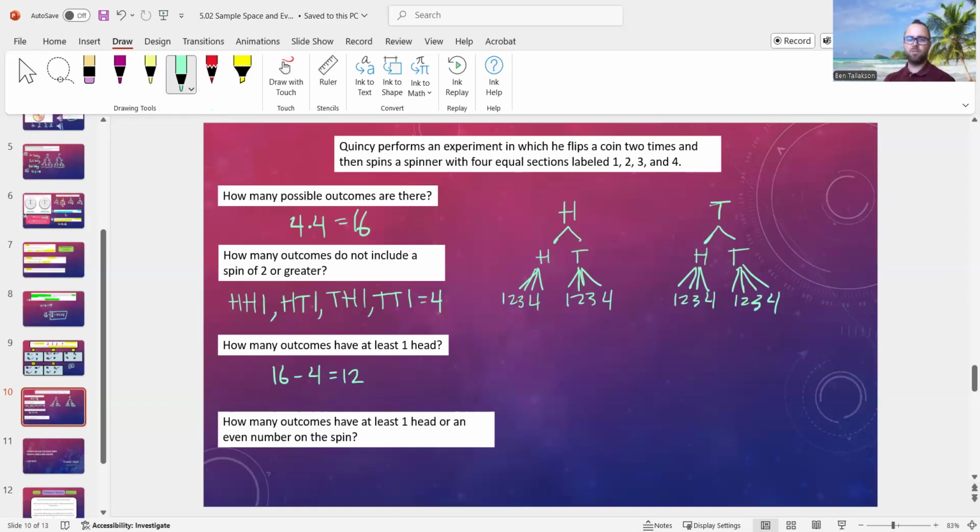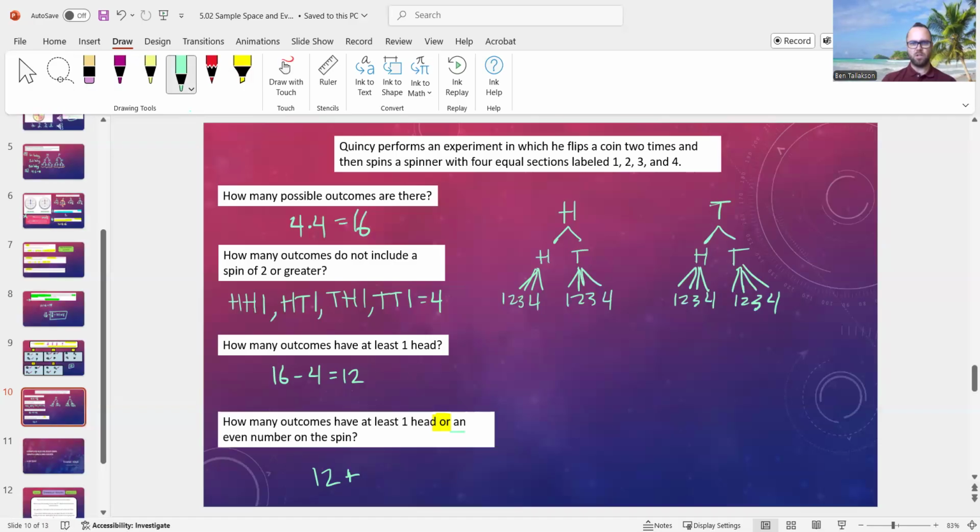And finally, last question for the day. How many outcomes have at least one head or, keyword or, an even number on the spin? Okay, how many outcomes have at least one head? Well, didn't we just calculate how many? We just did that, right? 12. But remember, or means you're combining possible outcomes.